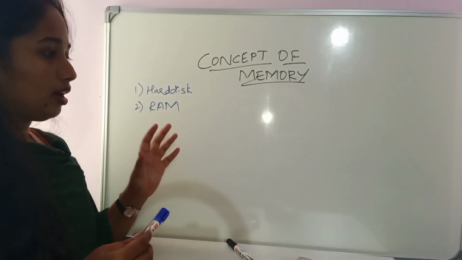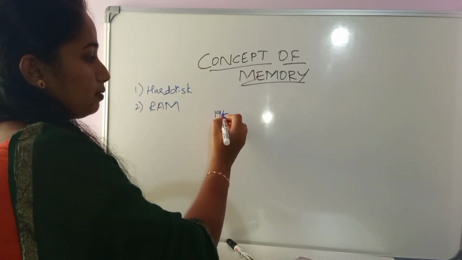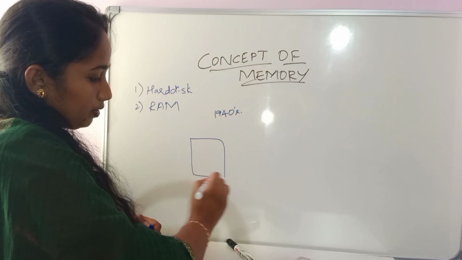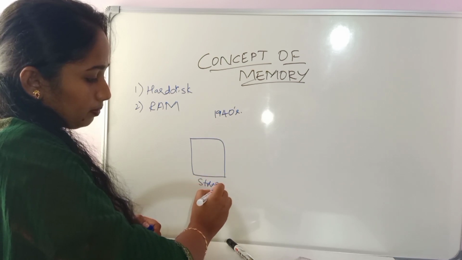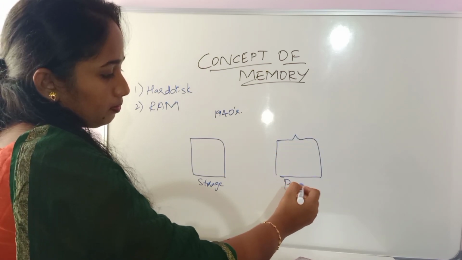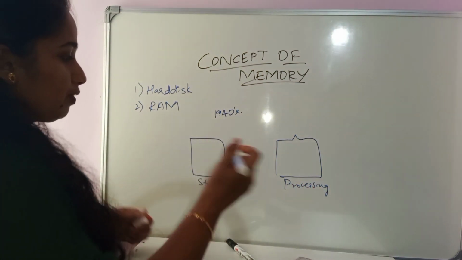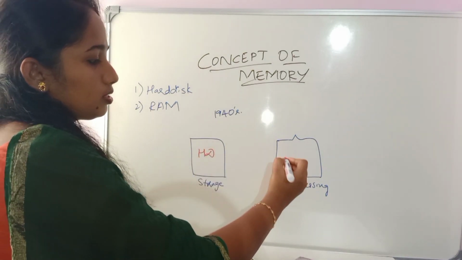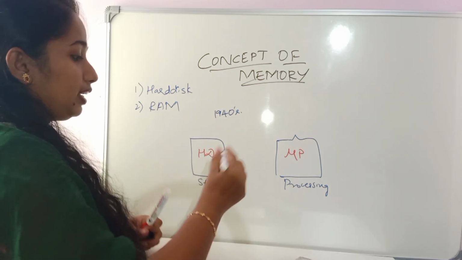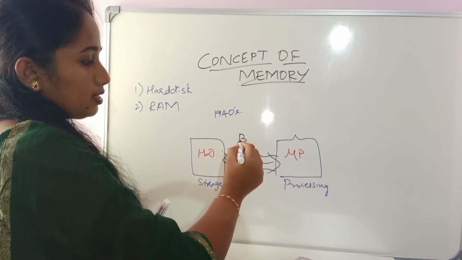In any computer, we have a storage device and a processing device. In the 1940s, we had an architecture like this. This was the storage device and this was the processing device. The storage device was the hard disk and the processing device was the microprocessor. So this was the architecture at the time of the 1940s. These were connected through a series of wires called a bus.